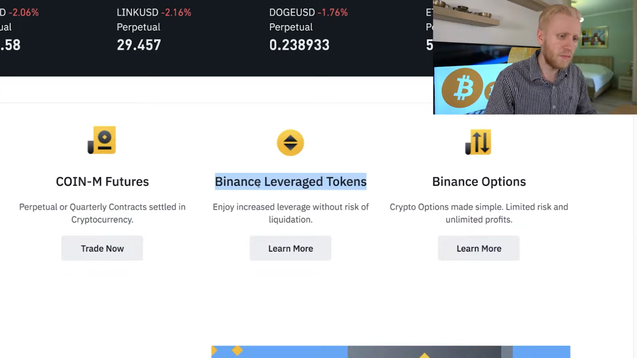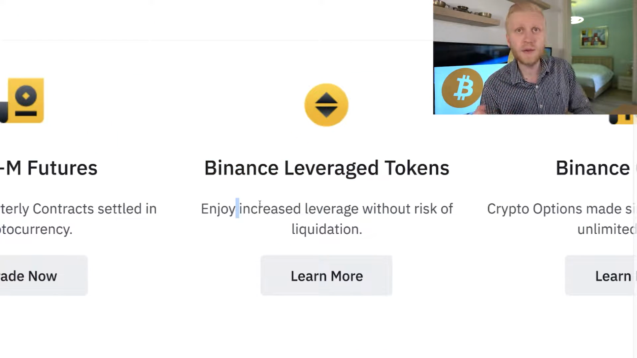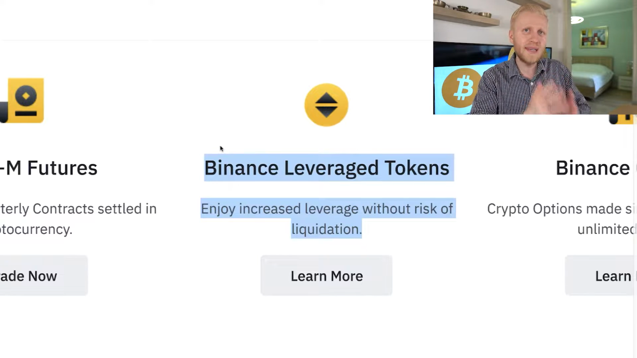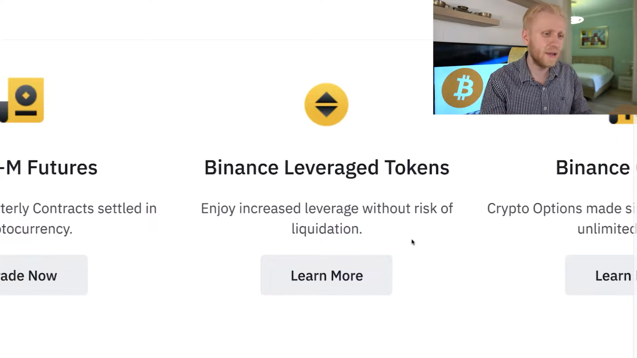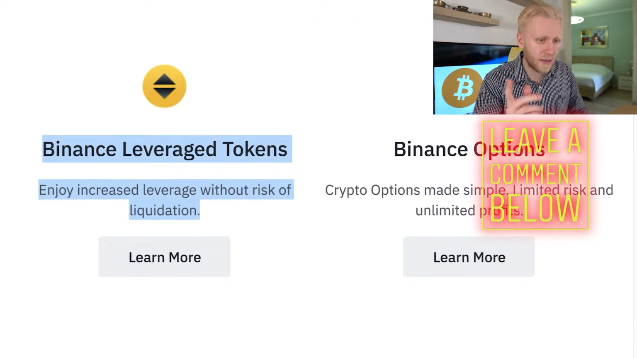Then there are also Binance leveraged tokens, so you can increase your leverage without the risk of liquidation. Here you can earn money, but you don't have the risk that you would go to zero. There will not be that risk, but there will still be some risk. We may talk about that in the upcoming videos. If you want, tell me in the comments.